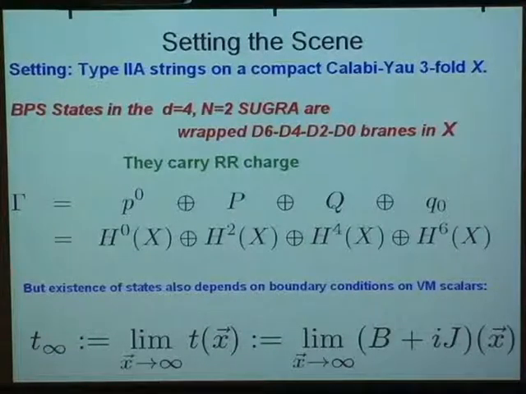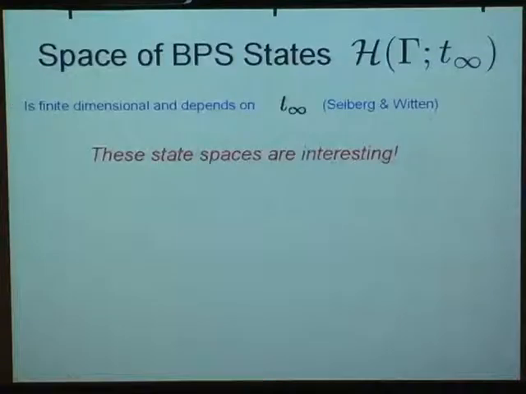Now, BPS states are characterized by having a Ramond-Ramond charge, but their existence depends on the boundary conditions on the moduli. The moduli of interest are the vector multiplet moduli B plus iJ. B plus iJ is denoted as T. T depends on X, and the boundary condition at infinity is T infinity. So these spaces of BPS states then depend on gamma as well as the moduli. As far as we know, they're finite dimensional. And already in the work of Seiberg and Witten, we knew that they depend on these moduli.